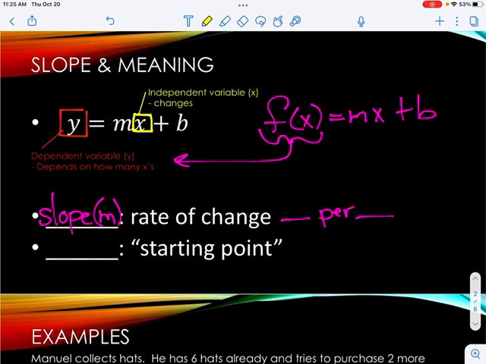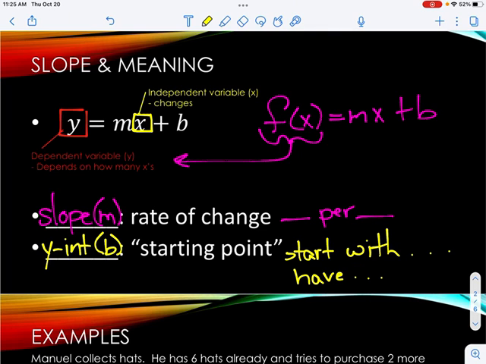The second thing that we have here is our starting point. When we look at this, this will be our y-intercept or our b. And remember, the starting point will say stuff like you start with, or they have, something like that. That's the value that you're starting with, that we're going to be using as our y-intercept.